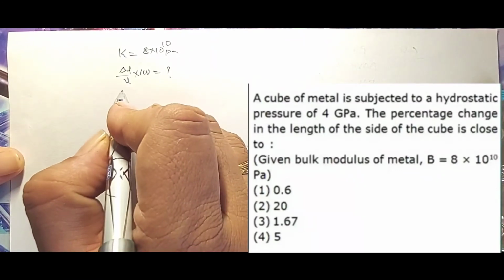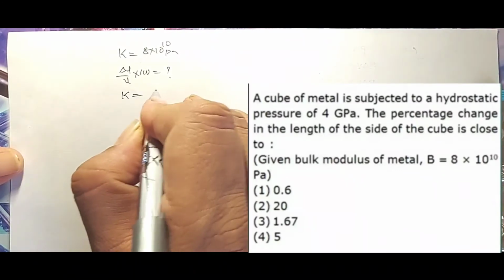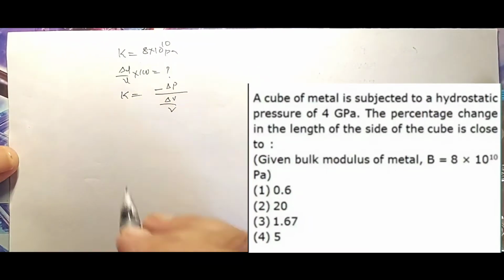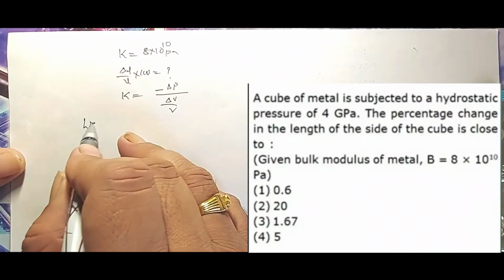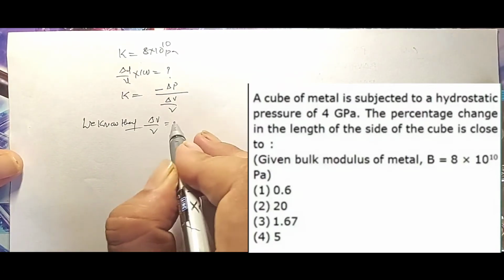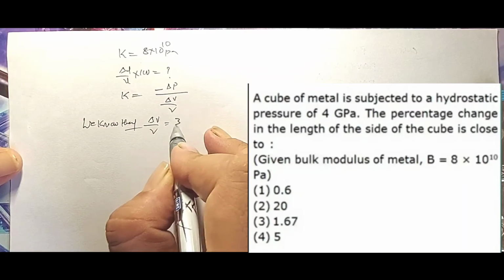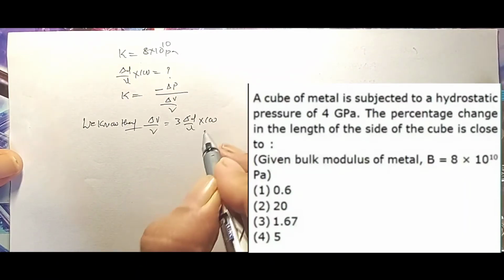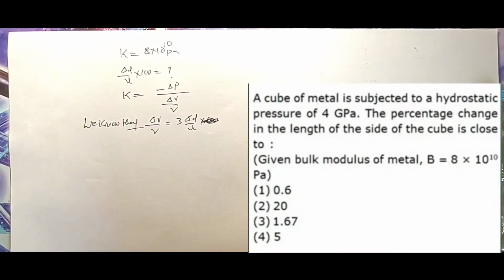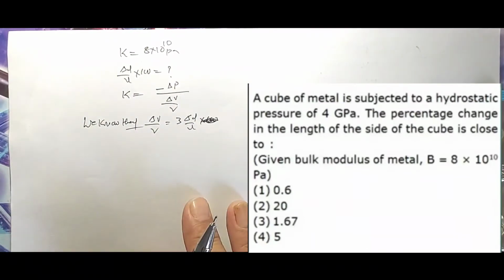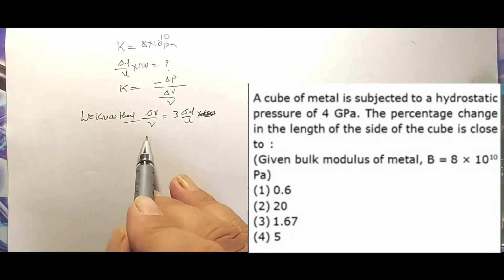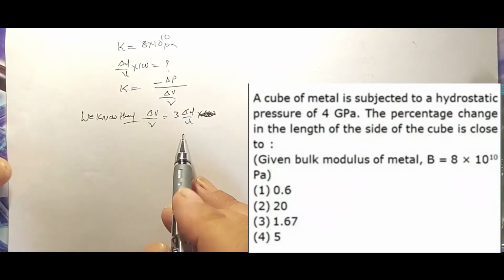Now, we know that bulk modulus is equal to minus delta P by delta V by V. We know that delta V by V is related as 3 into delta L by L. We know that relation gamma is equal to 3 alpha, like that. Like that, delta V by V is equal to 3 into delta L by L.